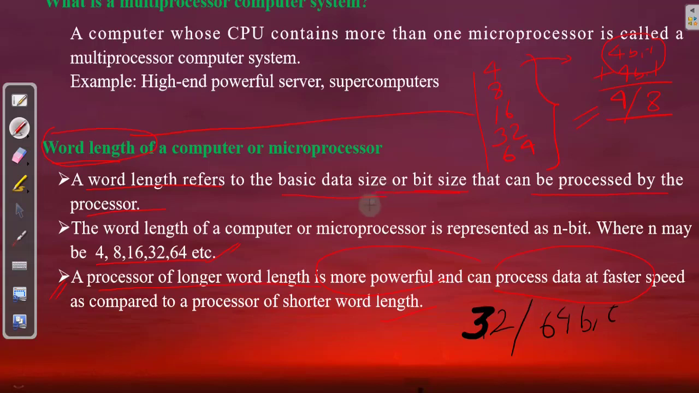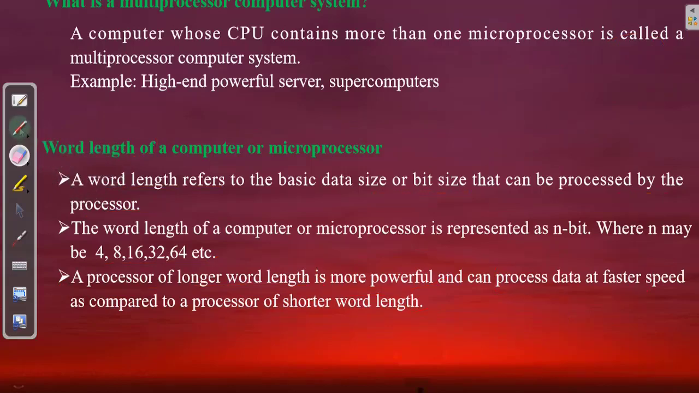The reason is, a 32-bit processor laptop can process only 32 bits of data at a time, whereas a 64-bit processor can process 64 bits of data at a time. So you have to keep this in mind. It is really very important that if you have a processor whose word length is more, it will surely be able to process at a higher data speed, at a higher speed as compared to a processor of shorter word length.